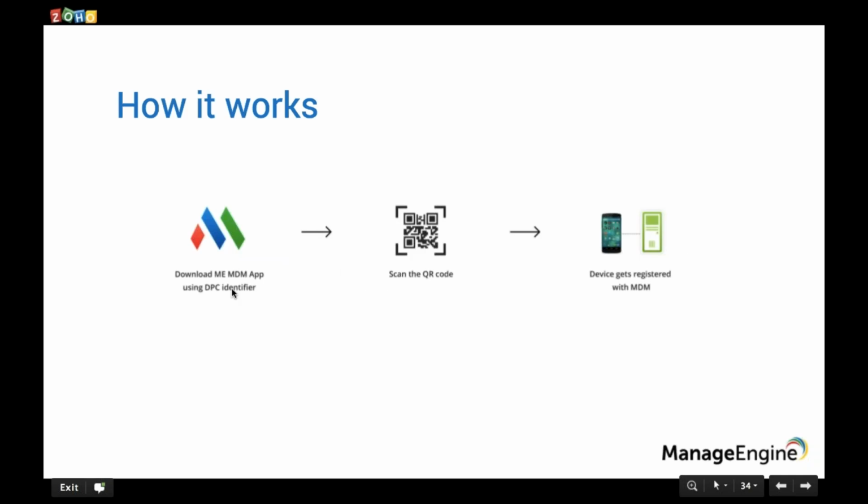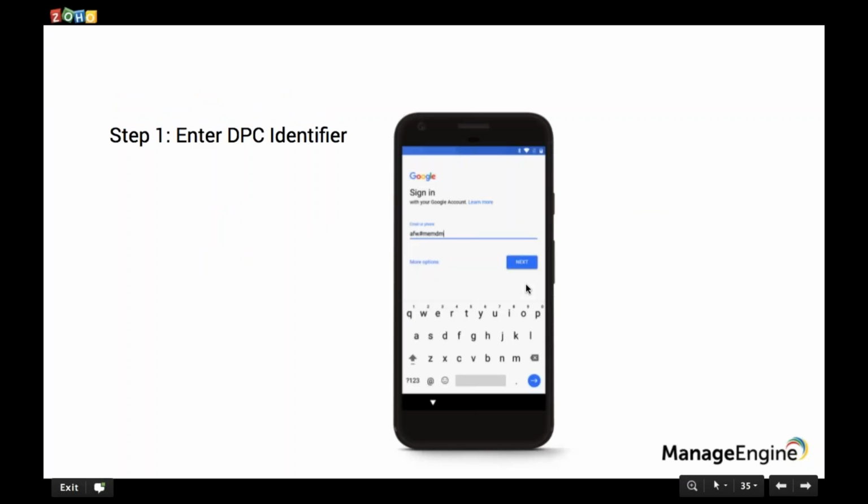The first thing that we have to do is enter a DPC identifier to download the MEMDM app. The next step is to scan a QR code with all the server details. Once this is done, the device gets enrolled and registered with MDM. So these steps need to be performed on the devices that we are trying to enroll. So let me show you how it is performed.